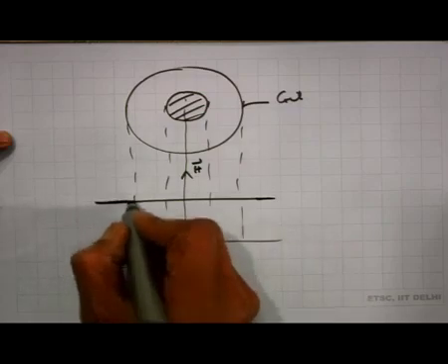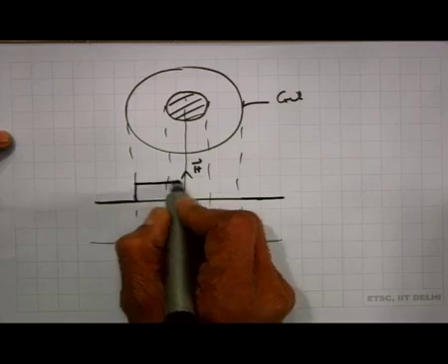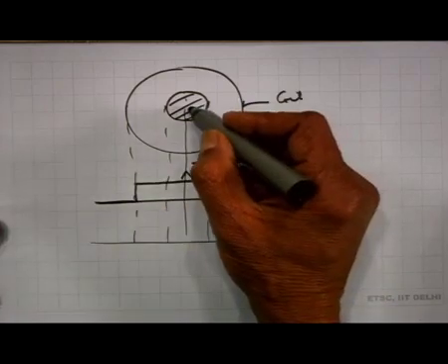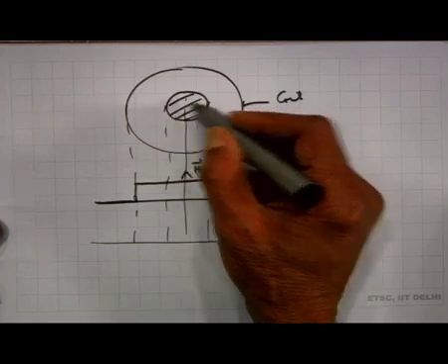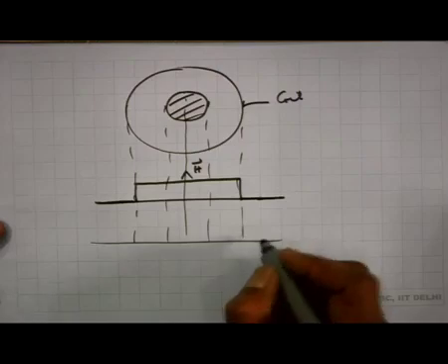H is 0 outside, and H is the same everywhere. H is the same inside the magnetic material, outside the magnetic material, within the solenoid. It is the same; H is constant everywhere.